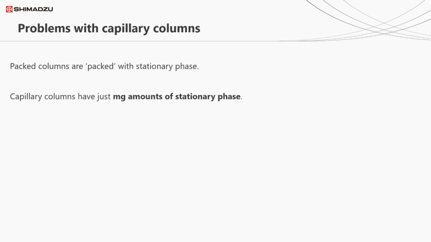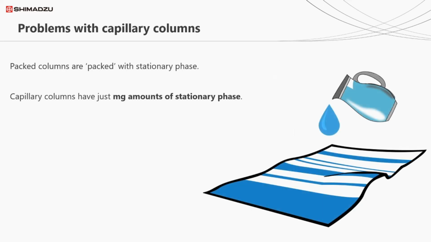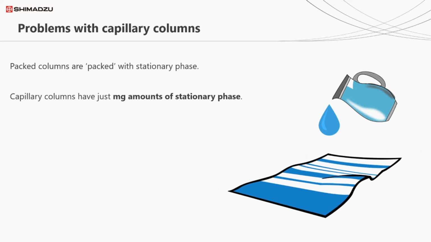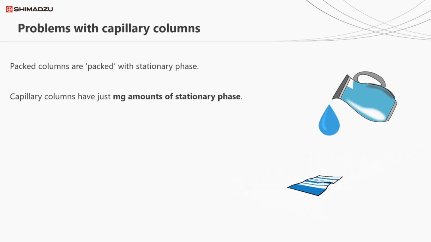Imagine if your stationary phase were a towel and your sample were a jug of water. If we slowly pour the water onto the towel, it absorbs all the water and none of it drips on the floor below. This is your packed column example. Now, if we compare that to a capillary column, we've got the same amount of water in the jug, but this time our towel has been replaced with a much smaller one. As the water is poured onto the towel, it quickly saturates and the water pours through.